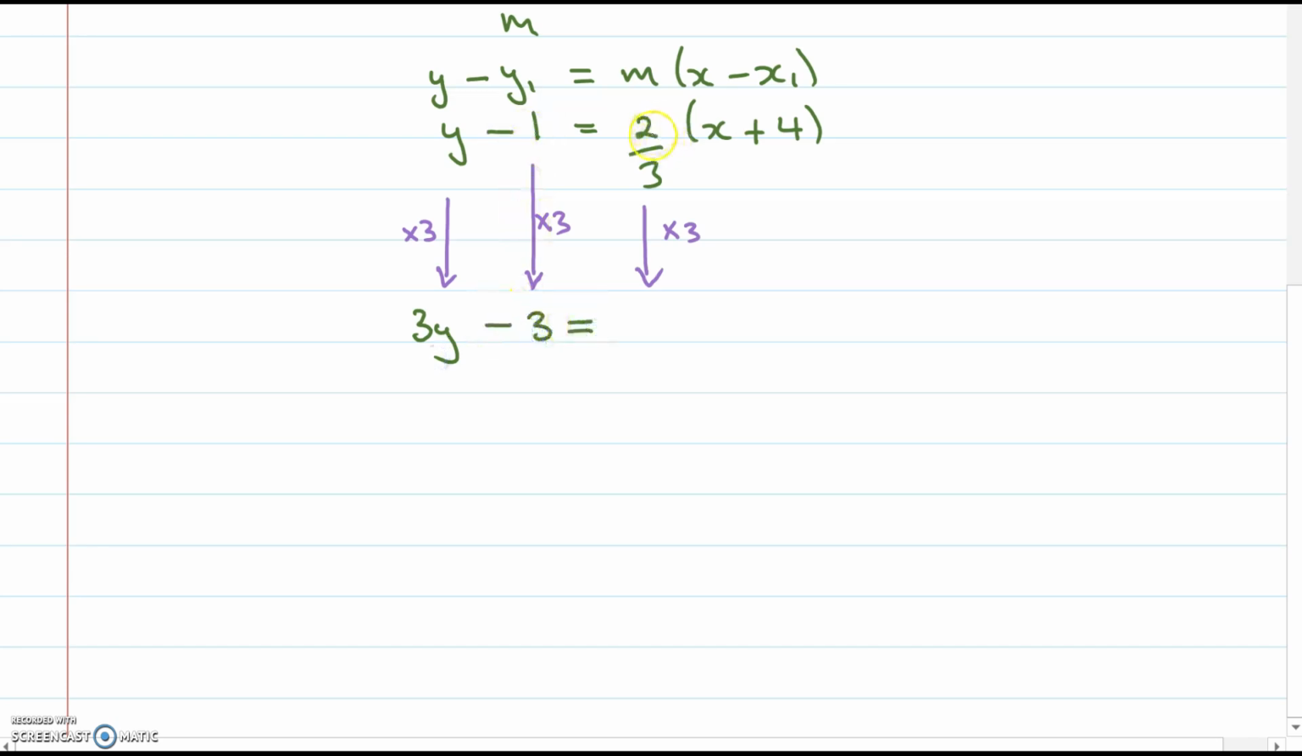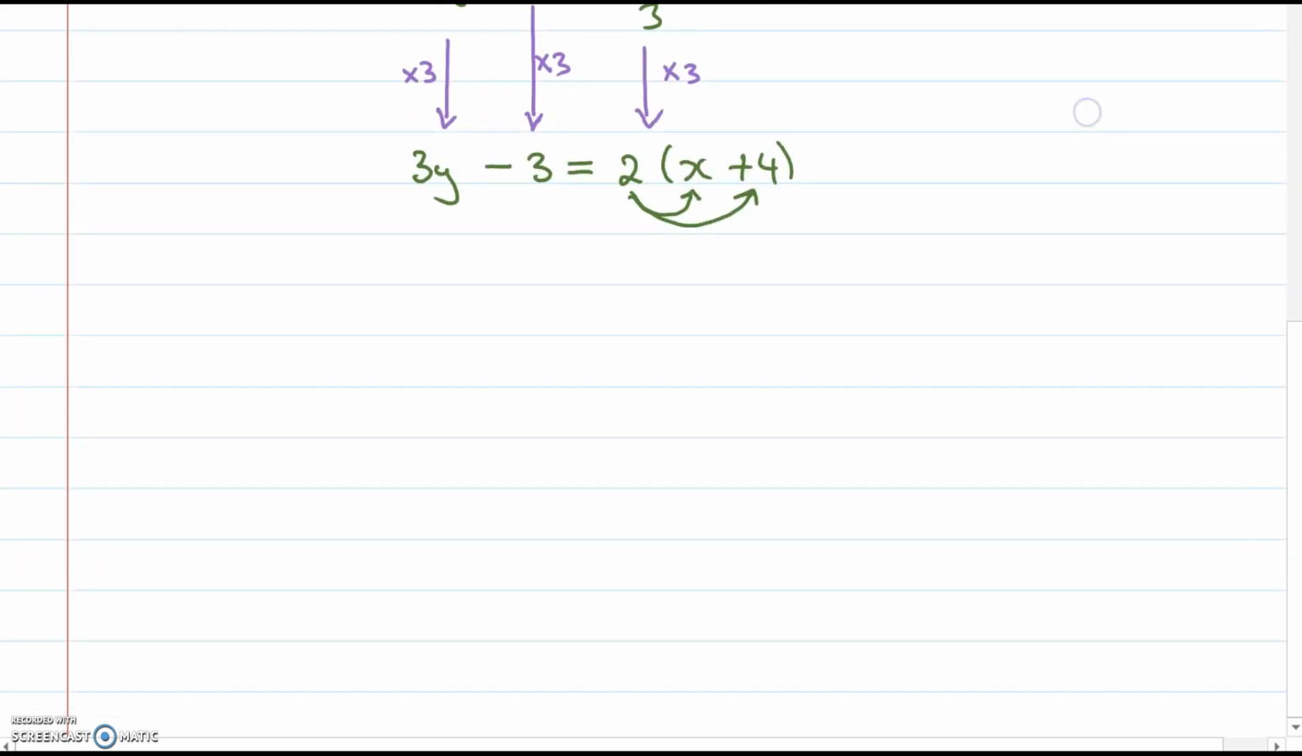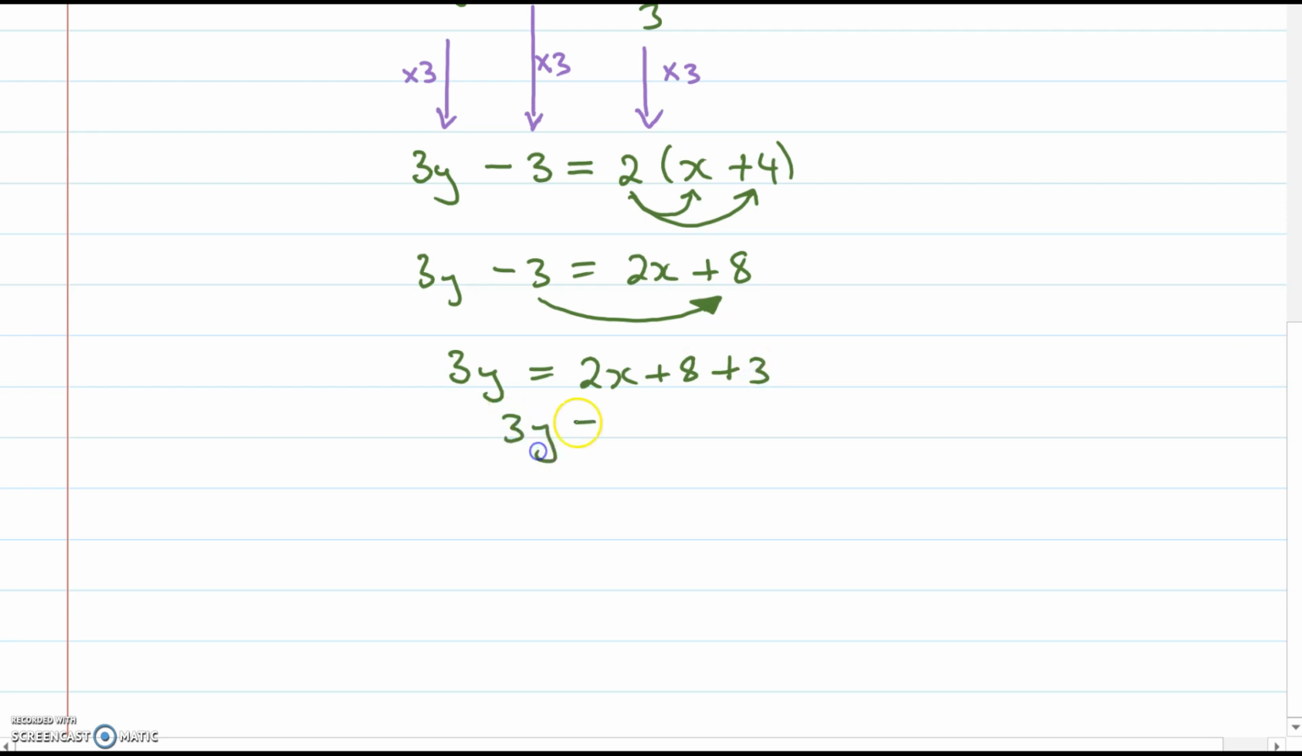Remember the shortcut here, when we multiply a fraction by its own bottom, we're just left with the top. So 2 times x plus 4, let's do that. Okay, let's distribute the 2. So now we have 3y minus 3 is equal to 2x plus 8. We'll move that -3 across because we want to leave y on its own. For the equation of a line, we want to leave y on its own. 2x plus 8 plus 3. So 3y is equal to 2x plus 11.